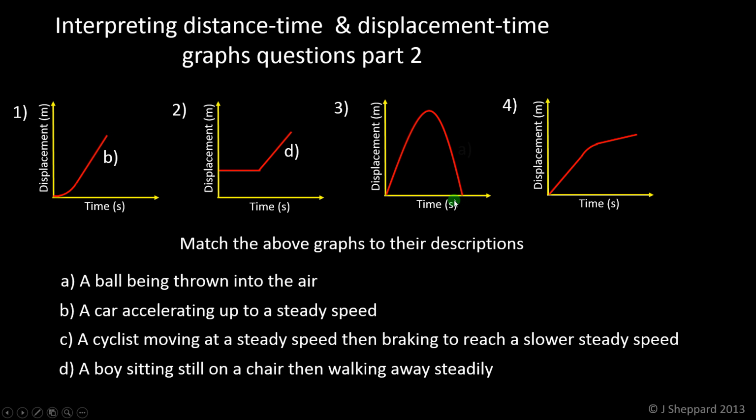Okay, so that is definitely number A, and that means that 4 has to be the only option left, which is C. Cyclists moving at steady speed, then braking to reach a slower steady speed. So we have a straight line section, which is our first steady speed, and then we gradually decrease in speed in the curved section, and then a shallower section, again a straight line, for our slower steady speed. Okay, so that's the basics of distance time and displacement time graphs.